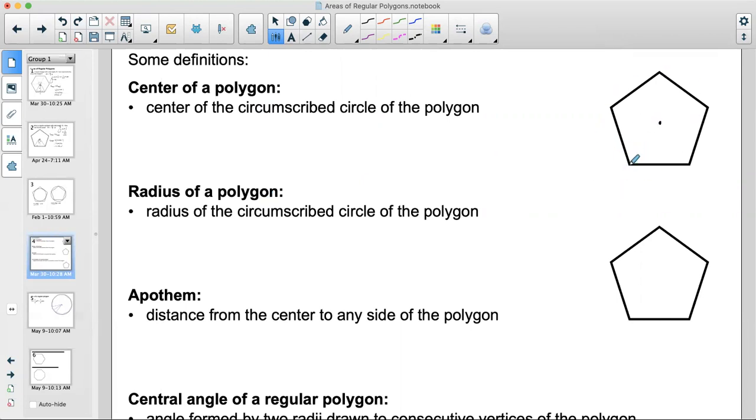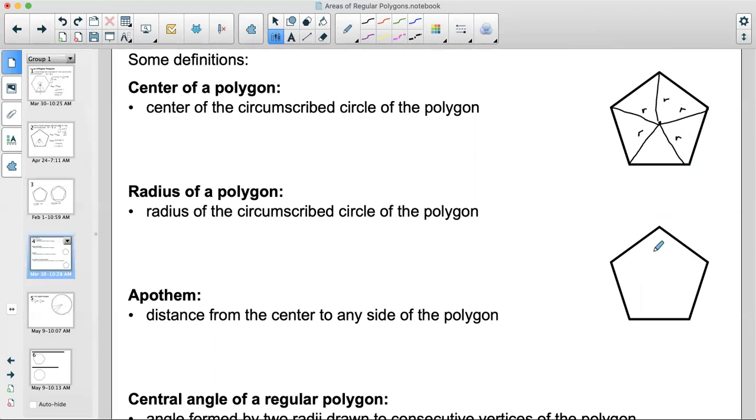If you think about it, the circumscribed circle is going to touch at all these points, which means this would be called a radius of the polygon, and this is a radius of the polygon, and so is this. These are all the same length, and I'd call each one of these the radius of the polygon.